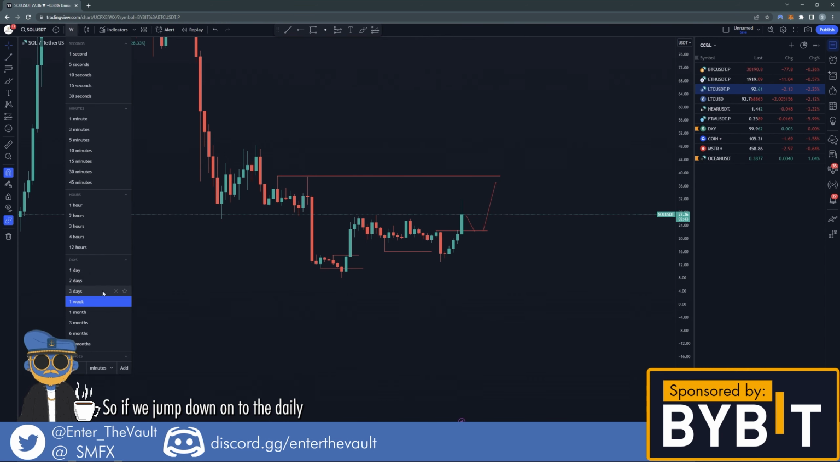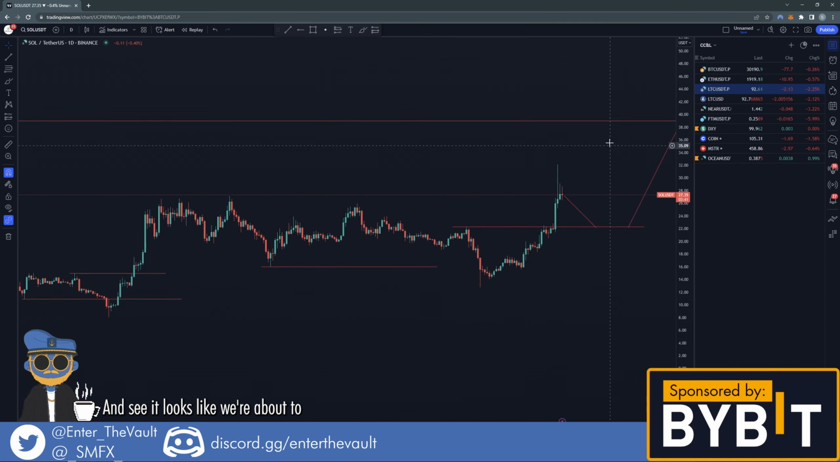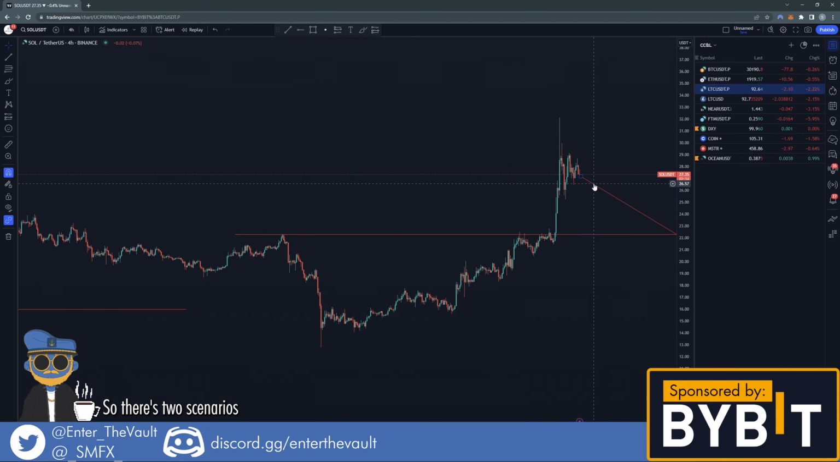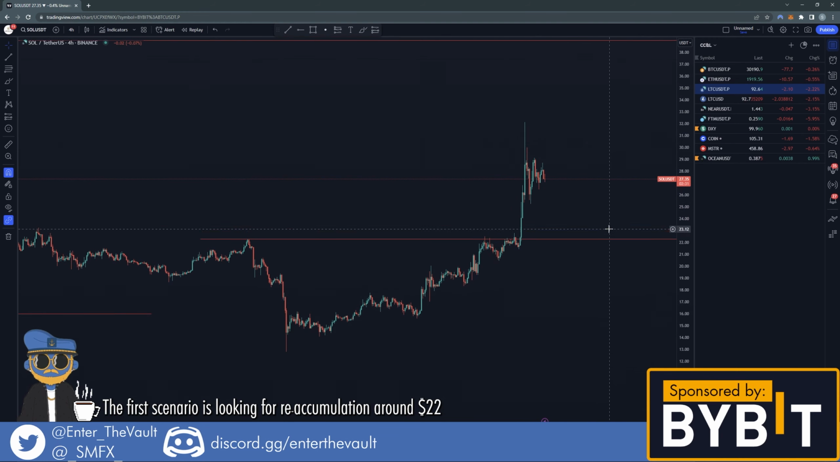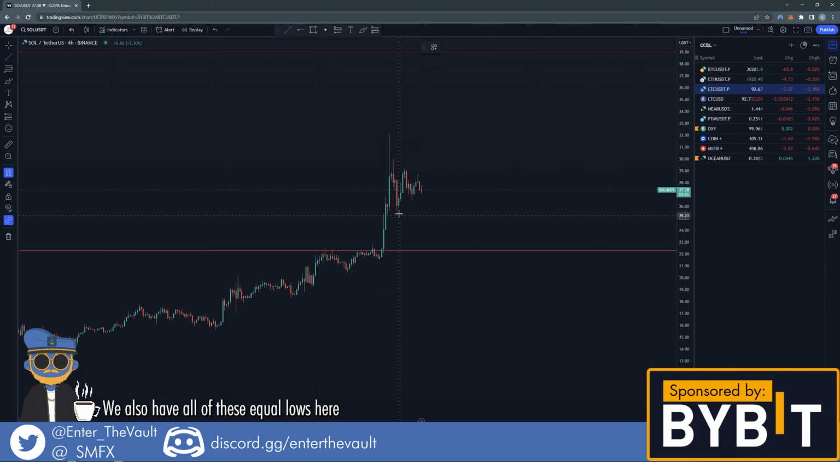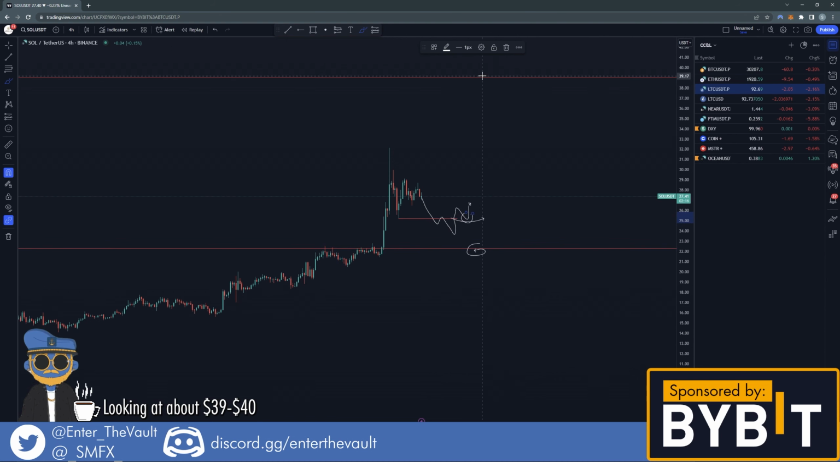Okay, so if we jump down onto the daily, you can see it looks like we're about to get a little bit of a retrace here. Go onto the H4 actually. So there's two scenarios. The first scenario is looking for reaccumulation around 22. If we don't get all the way down there, we also have all of these equal lows here. So if we get a move below this low, followed by some accumulation there, even if we don't retest this area, then that would still be good for longs, looking at about $39, $40.